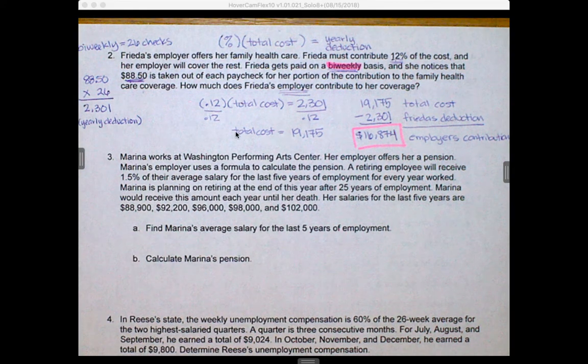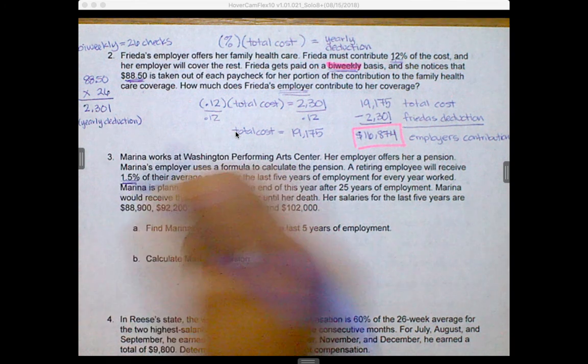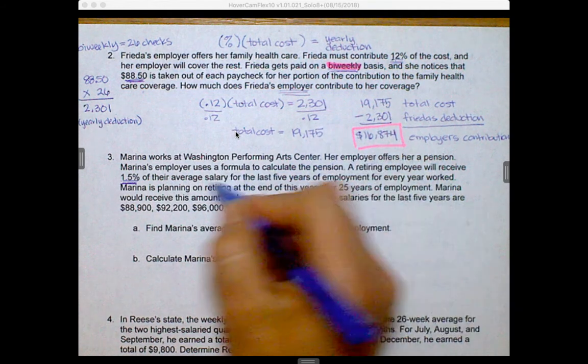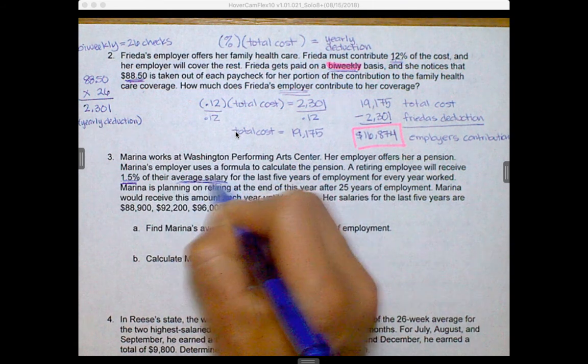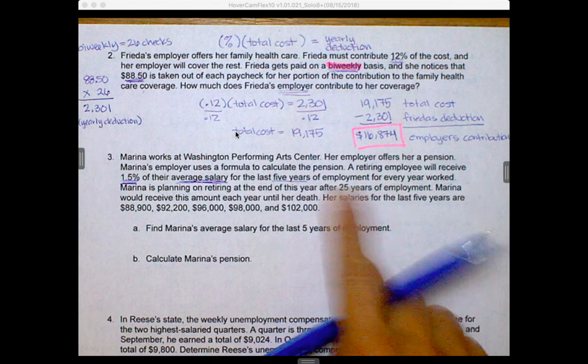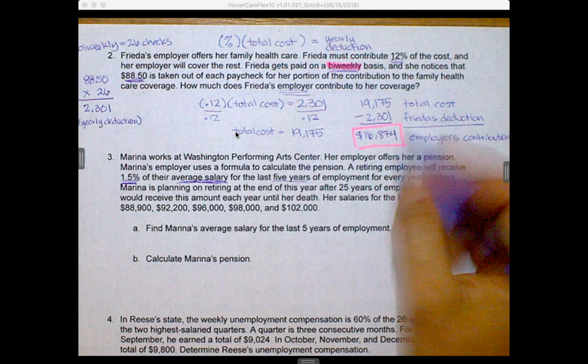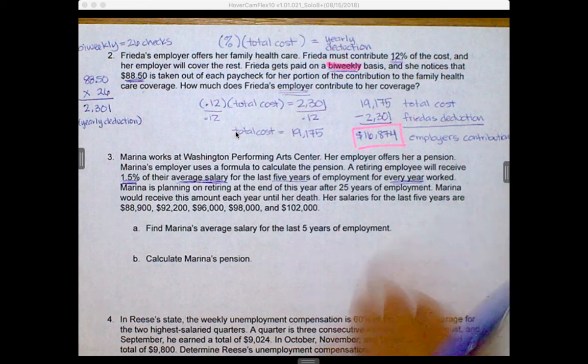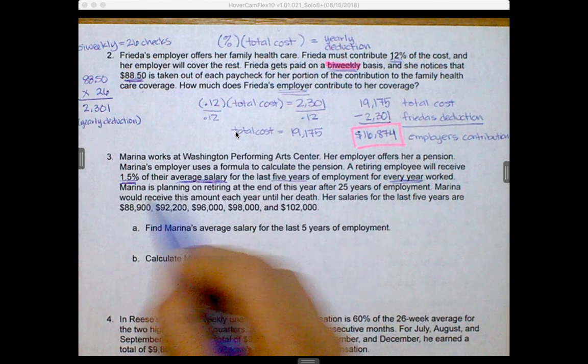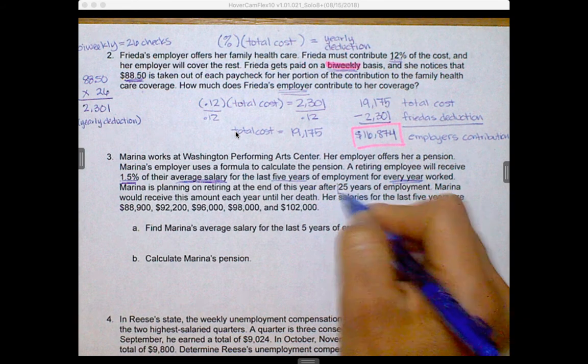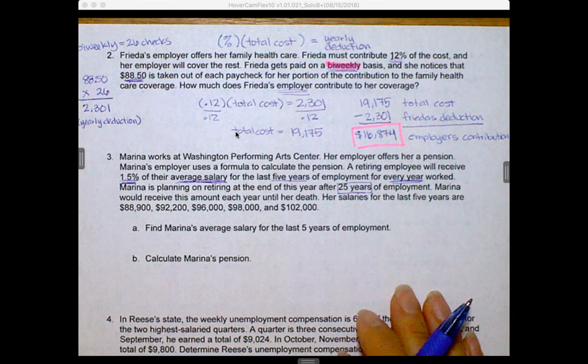Okay, so for number 3, it says Marina works at Washington Performing Arts Center. Her employer offers her a pension. Marina's employer uses a formula to calculate the pension. A retiring employee will receive 1.5% of their average salary for the last 5 years. So they're basing it on average salary for 5 years of employment for every year worked. So they're also basing it on how many years she's working. Marina is planning on retiring at the end of this year after 25 years of employment.